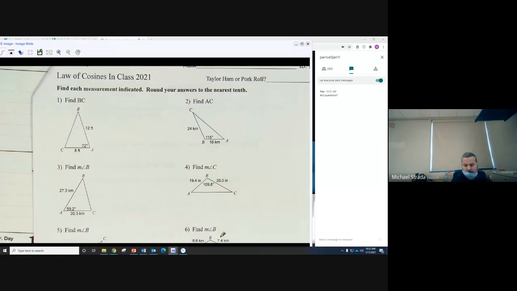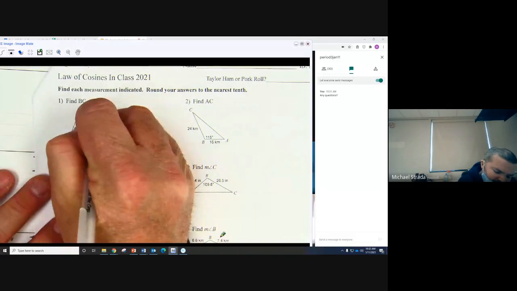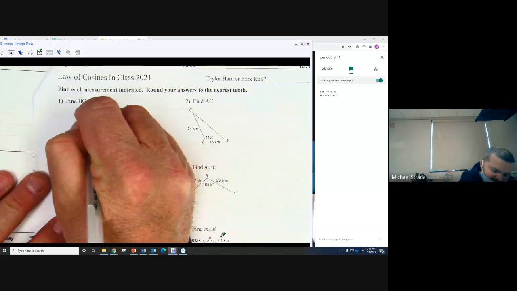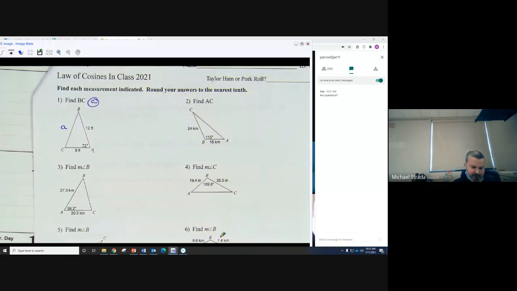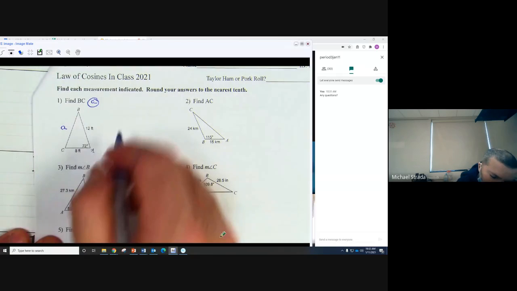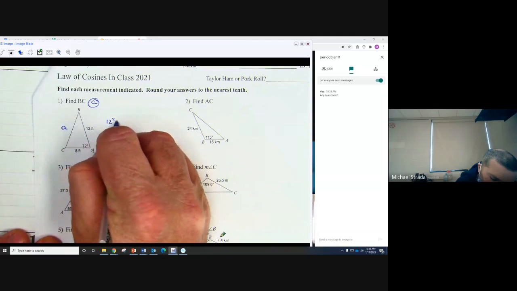Okay? BC is a side. The one letter that's not there is A. So that's what I'm trying to find. A is opposite big A. So again, I'm going to find that side. Okay? I'm going to take the other two sides and square them. So 12 squared plus 8 squared.